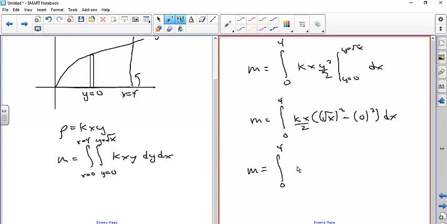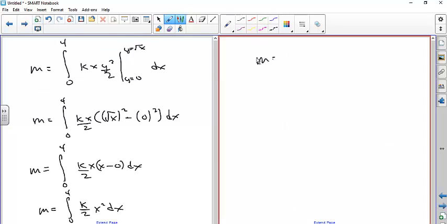So k over 2, the square root of x squared is x. So we get x times x minus 0 from 0 to 4 of k over 2 x squared dx. Okay, so now I can integrate it. So the integral, I can bring the k and the 2 outside, and the integral of x squared dx is x cubed over 3. Evaluate that between x equals 0 and x equals 4.